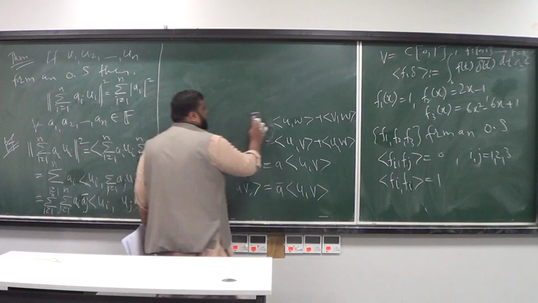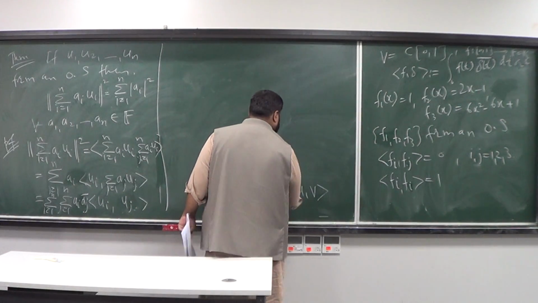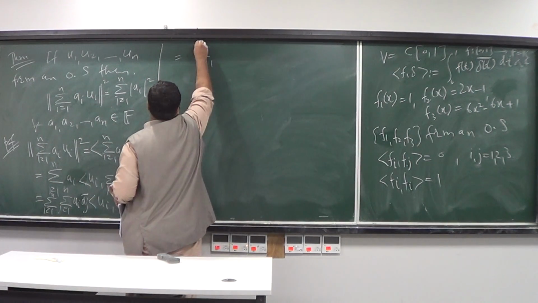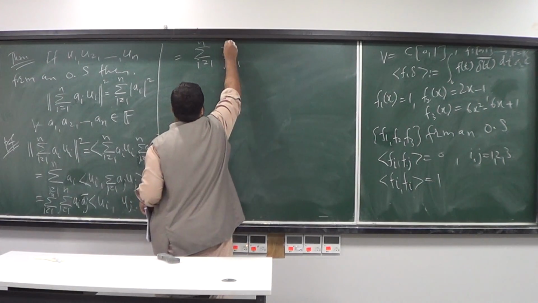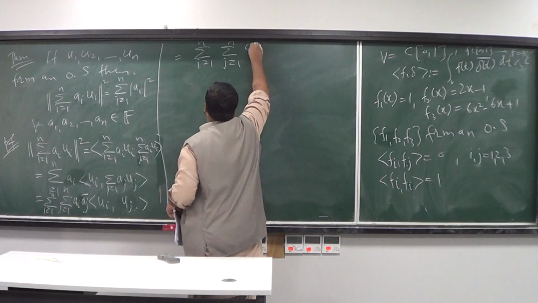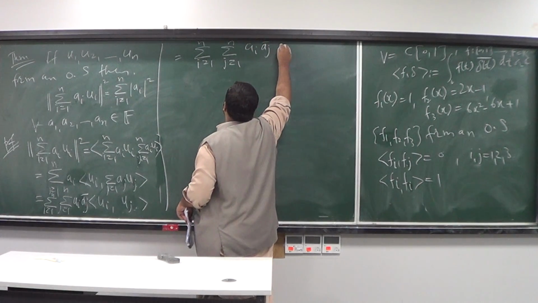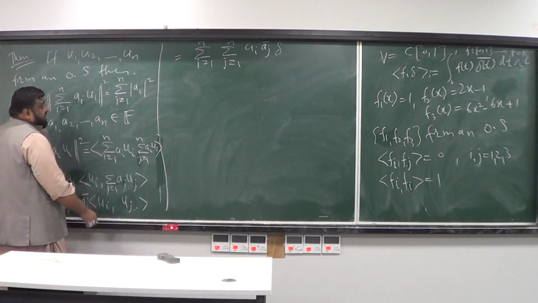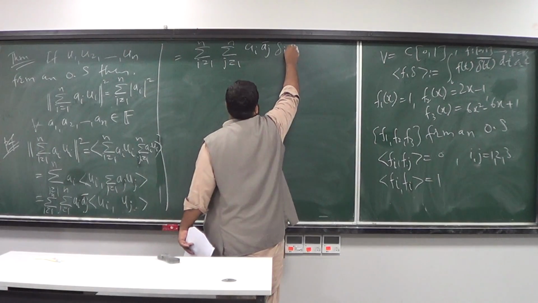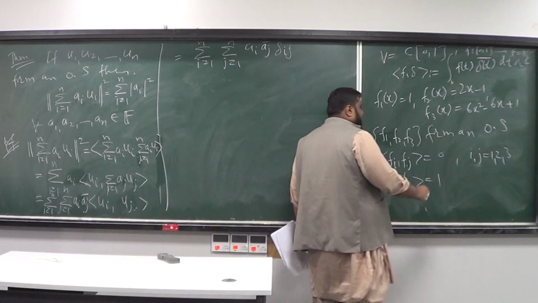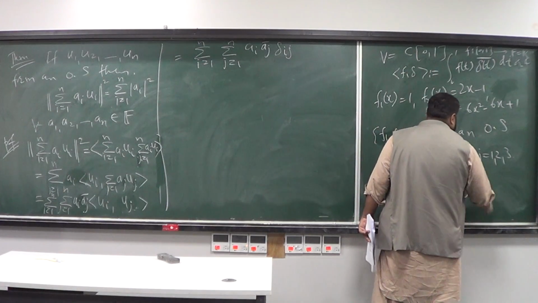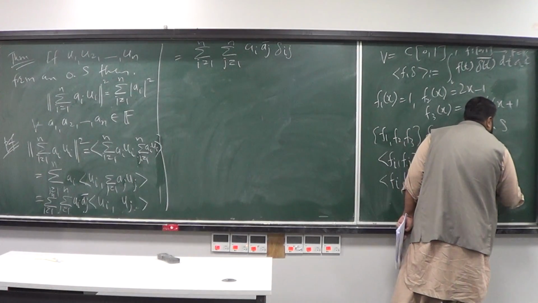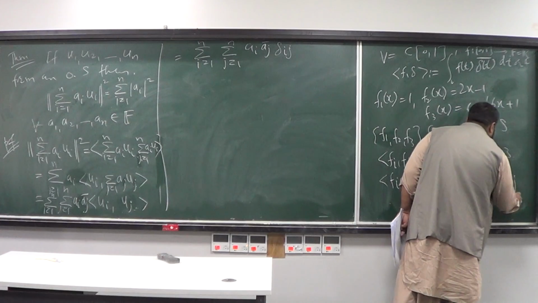So what is the next thing? The next thing is that you will have a sum i equal to 1 to n and j equal to 1 to n of a_i, a_j bar, and since this system is orthonormal, this inner product of u_i, u_j will become the Kronecker delta ij. And as you remember, we defined Kronecker delta ij to be 1 when i is j and 0 when i is not j.